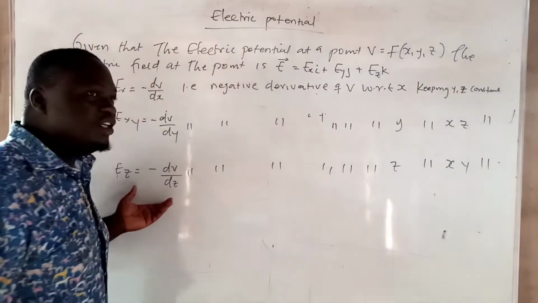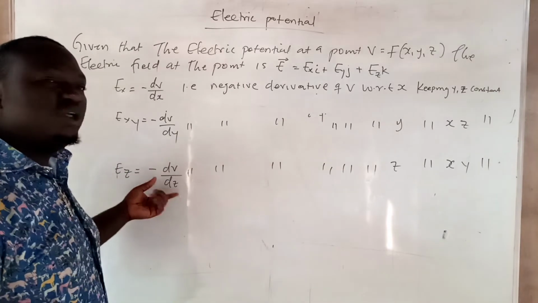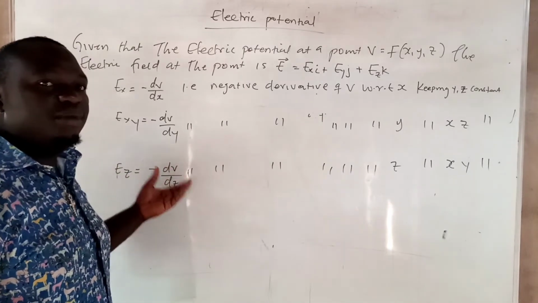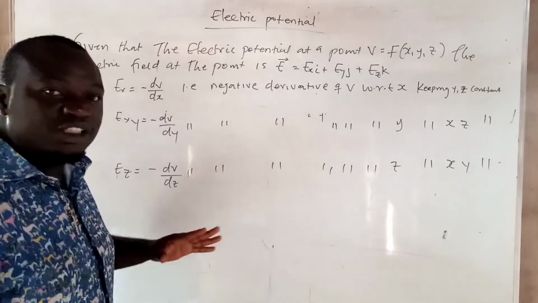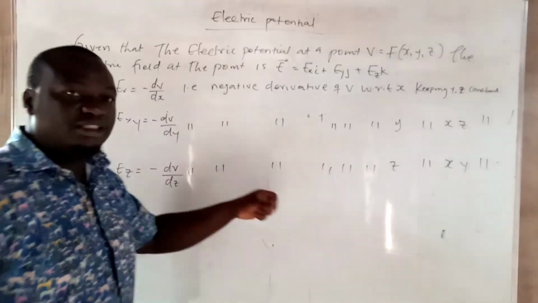The same thing is happening here. You're only differentiating with respect to z. It means whenever you see z, that's where you differentiate. Any other quantity, you are not seeing it. So that is what this means.